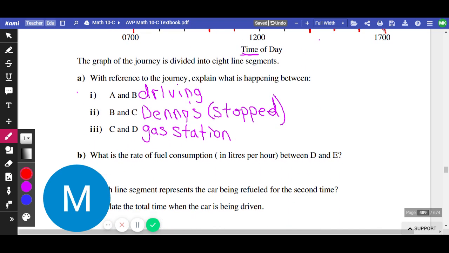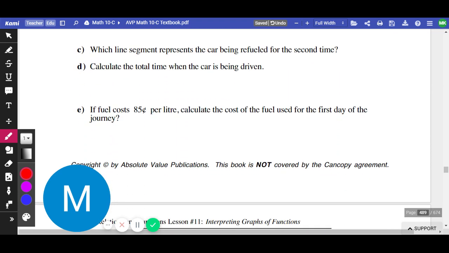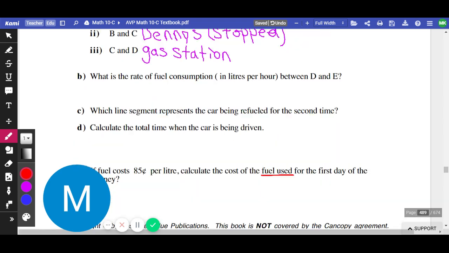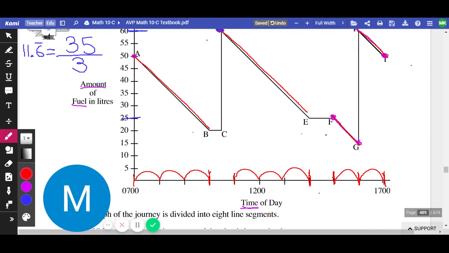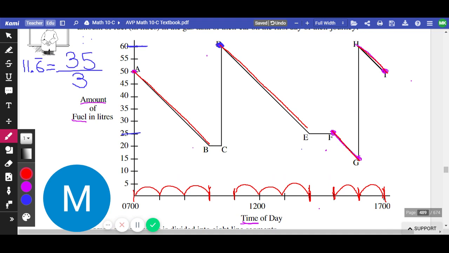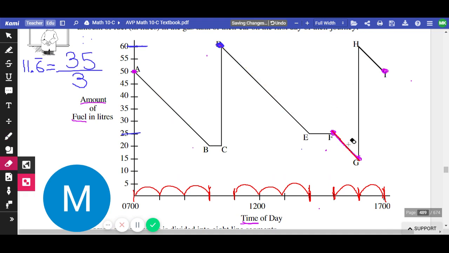Last question. If the fuel costs 85 cents per liter, calculate the cost of fuel used for the first day of the journey. If you want to figure out how much it costs to fuel up, you need to figure out how much fuel you used. That's the same idea as what we did before with the x values, but now you're doing it with y values. So if we look at our y values, we're trying to figure out how much gas we used on this trip.